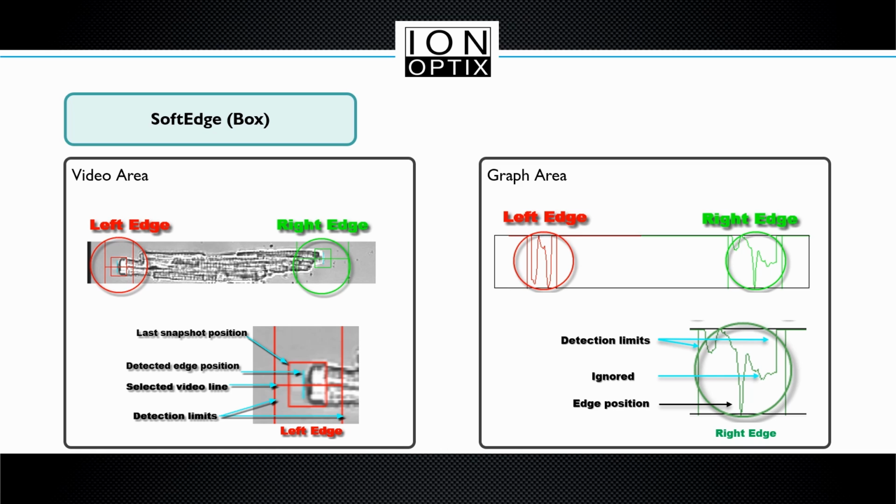The graph area is much simpler in the box option. Here, edge detection depends on scanning signal between detection limits and comparing it to the snapshot within the box for each edge.